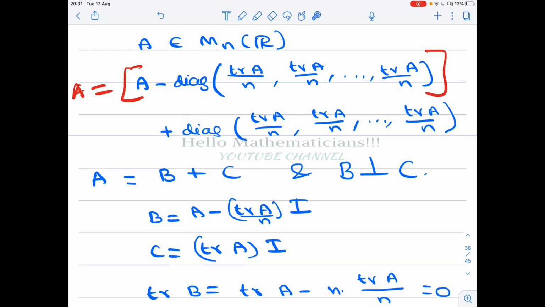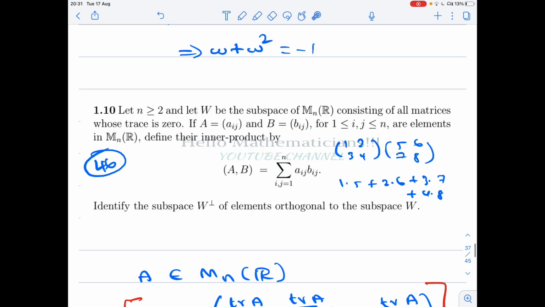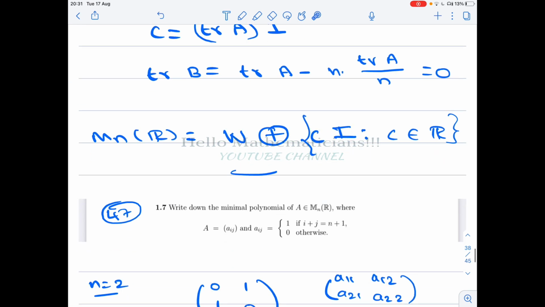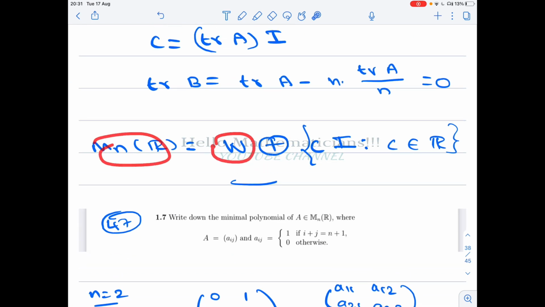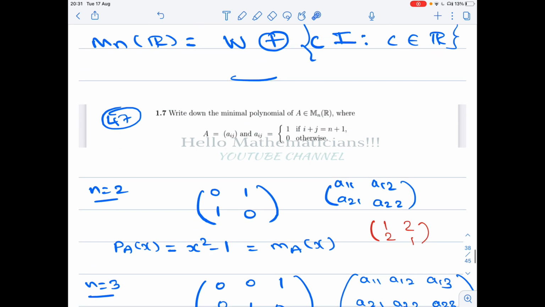Take some simple example of a matrix A, then form this scalar matrix. You subtract it, you form a matrix B, and form the matrix C, and you do the inner product like this. You will see that they are perpendicular to each other. So every matrix here can be written as a matrix here plus a matrix here, and the decomposition is unique. Also, this element is orthogonal to this element in the decomposition. Therefore, it is an orthogonal direction. Okay, let's go to the next problem.